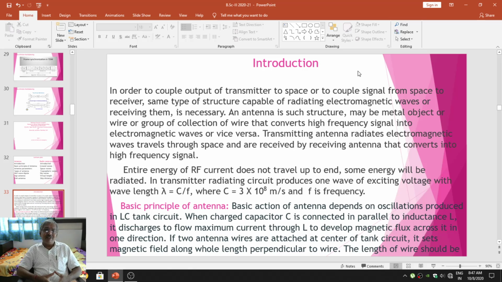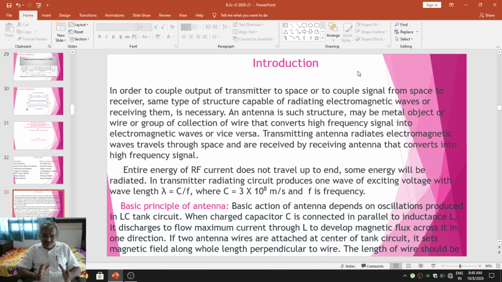Meaning, it is a device which is used to couple the transmitted signal to the space, and also it couples the propagating signal from space to the receiver. And to perform both functions, the structure of the coupling device is the same. That coupling device we call an antenna.